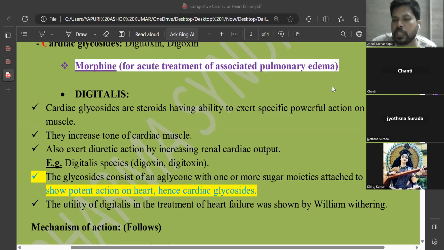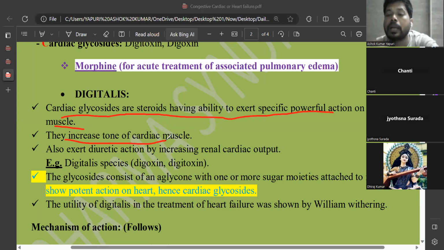Okay, next, digitalis. We will discuss digitalis in detail. Cardiac glycosides are steroids having the ability to exert a specific powerful action on the cardiac muscle. As you know already, digitalis, from the natural source of the plant, has a stimulant effect on the cardiac muscle. They can stimulate the cardiac muscle and show a positive effect on heart contraction. They increase the tone of the cardiac muscle, meaning they can increase the strength of the cardiac muscle and its forceful contractions.